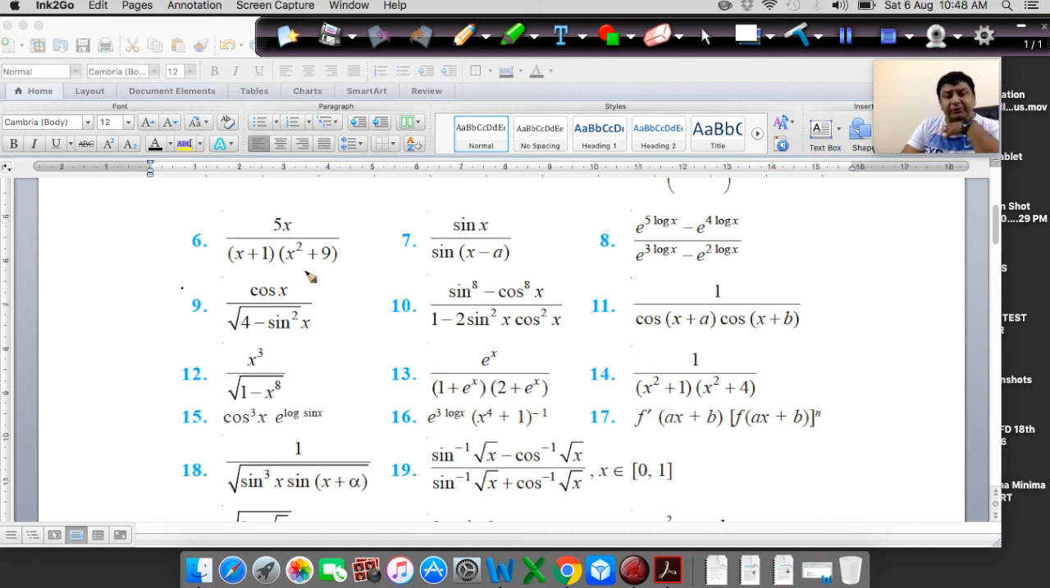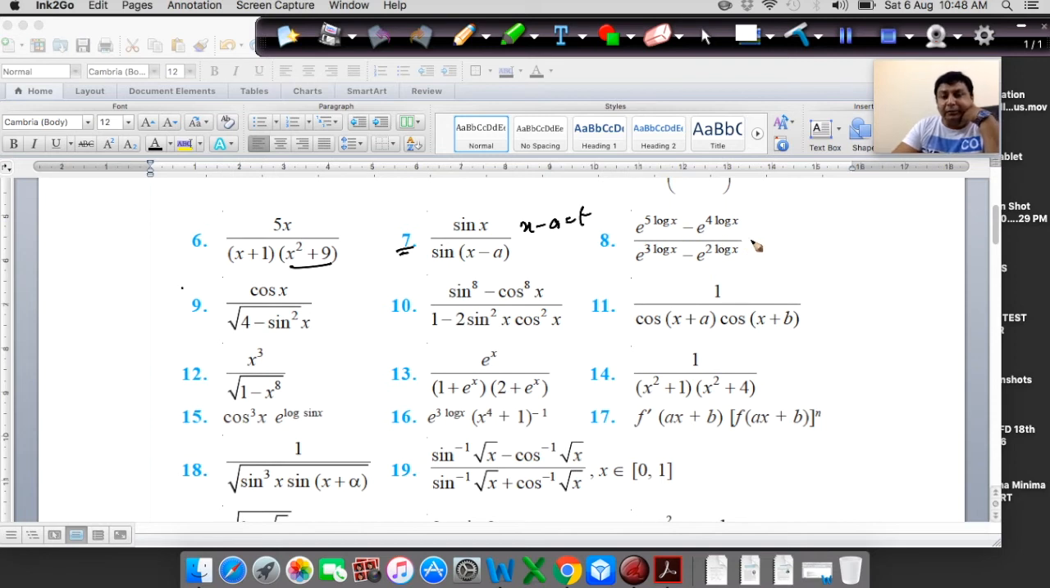Sixth, partial fraction of type 3. Because x square plus 9 you cannot factor into real linear factors. If suppose it is x square minus 9, we would have written x plus 3, x minus 3, and it becomes partial fraction of type 1. But this is type 3, so you break it as I told you earlier: a upon x plus 1, b into 2x upon x square plus 9 plus c upon x square plus 9. Question number 7, take x minus a is equals to t and proceed.